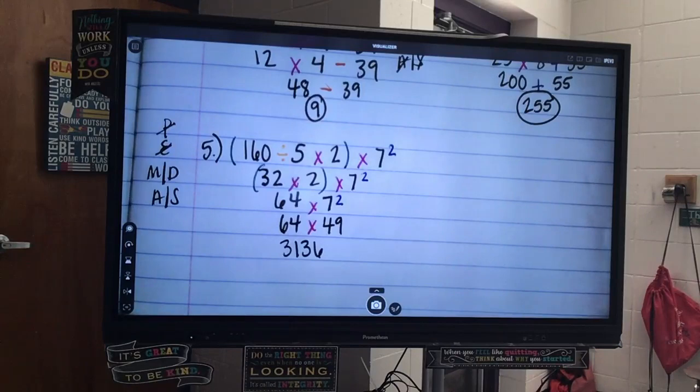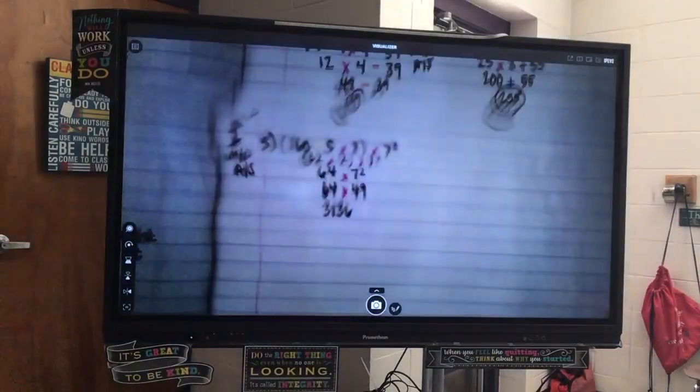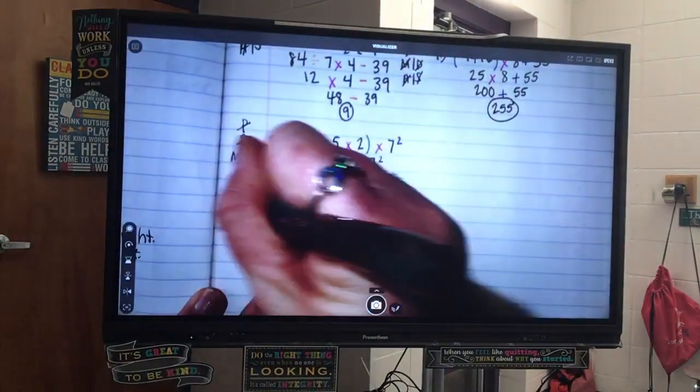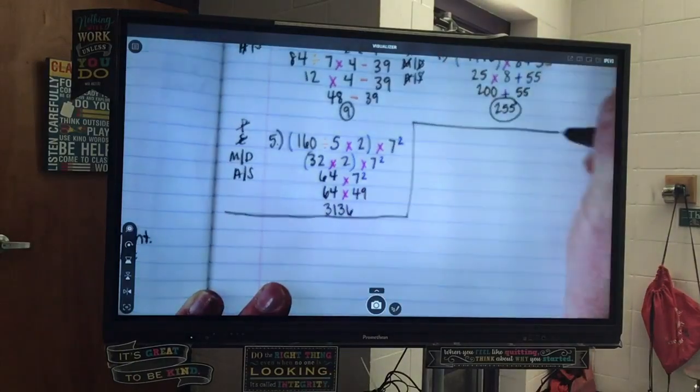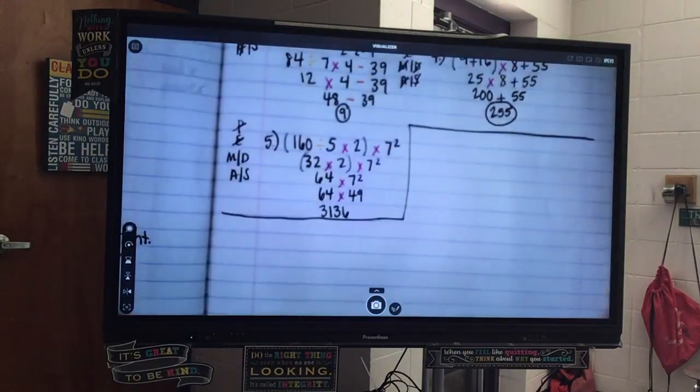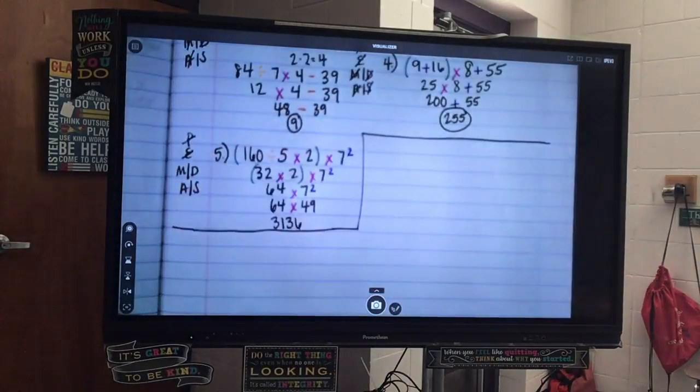Alright, so you, at this point, can move away from the colors if you don't wanna use them anymore. Listen. I want you to draw a box around your work that we have done together. So just kinda divide it.